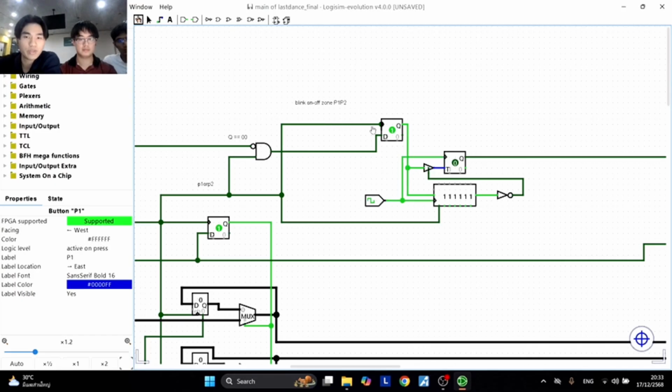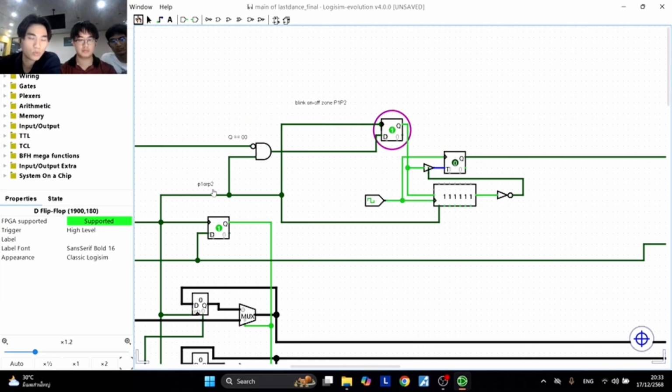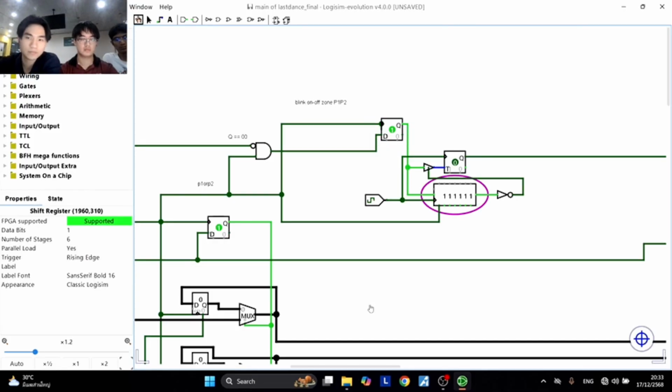Okay, as you can see, this is the clock tick of the flip-flop. We connected it to the P1 or P2 line, and here is the data input. We connect it with the Q equal to 0 and with P1 or P2. Okay. And when the data is here, the output is Q, right? And it is connected to the shift register.